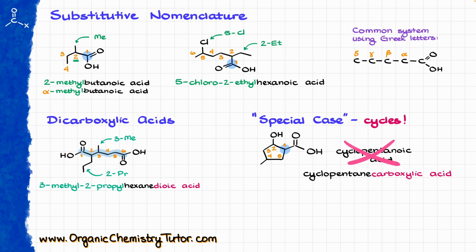So in the second position, I have the hydroxy group. In the fourth position, I have the methyl group. So the full name for this compound is going to be 2-hydroxy-4-methylcyclopentanecarboxylic acid. Quite a mouthful, I know.